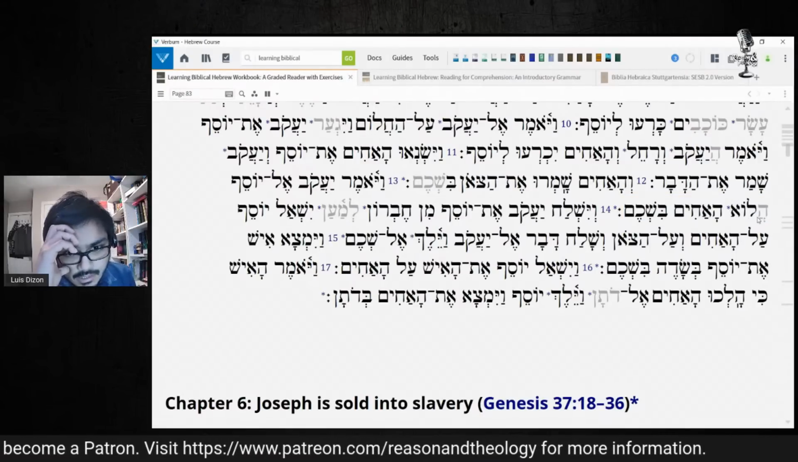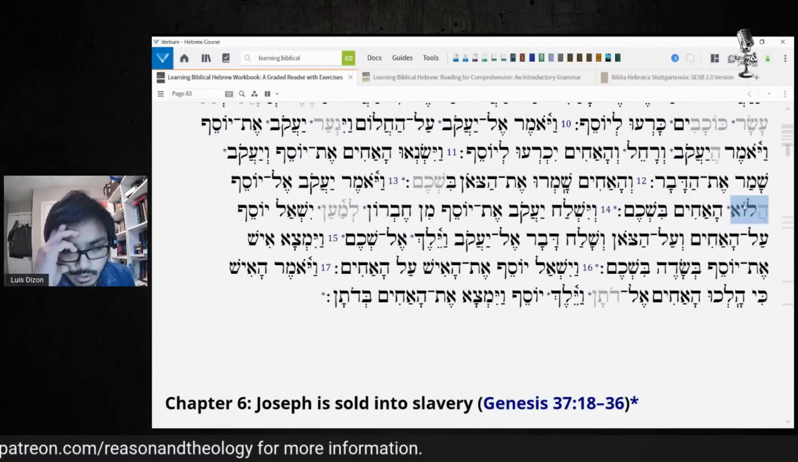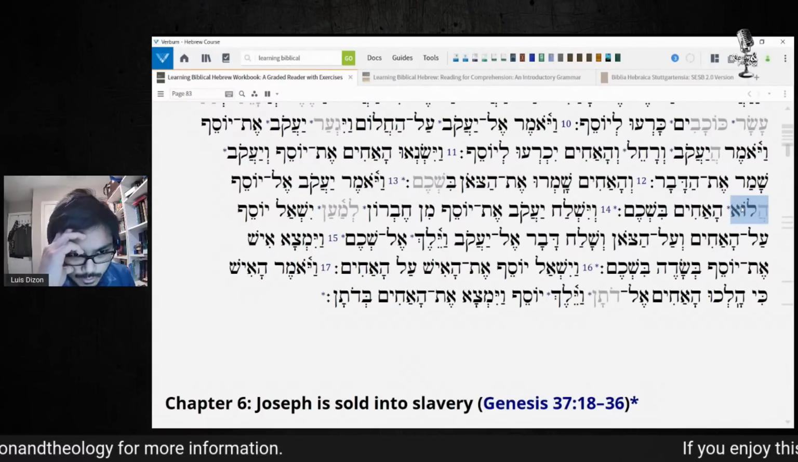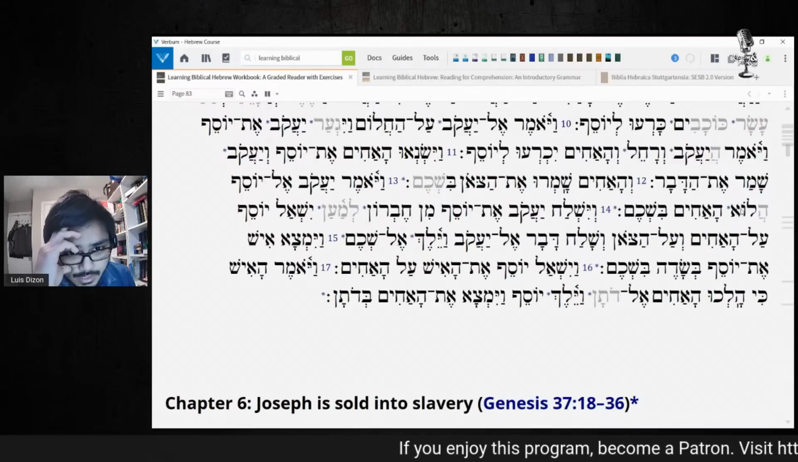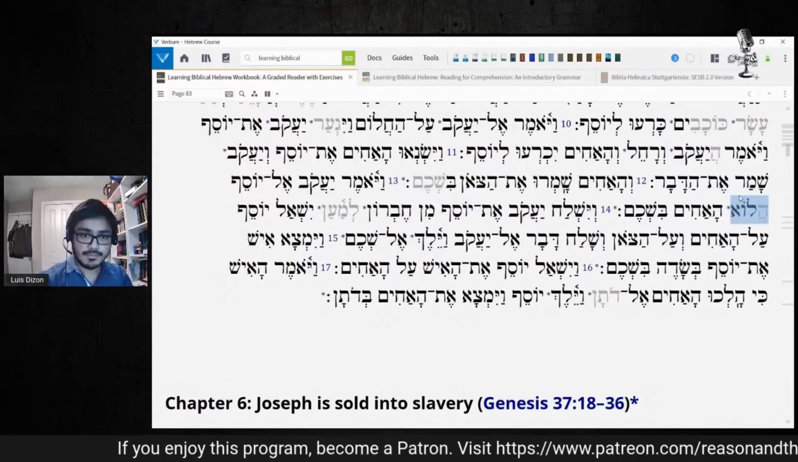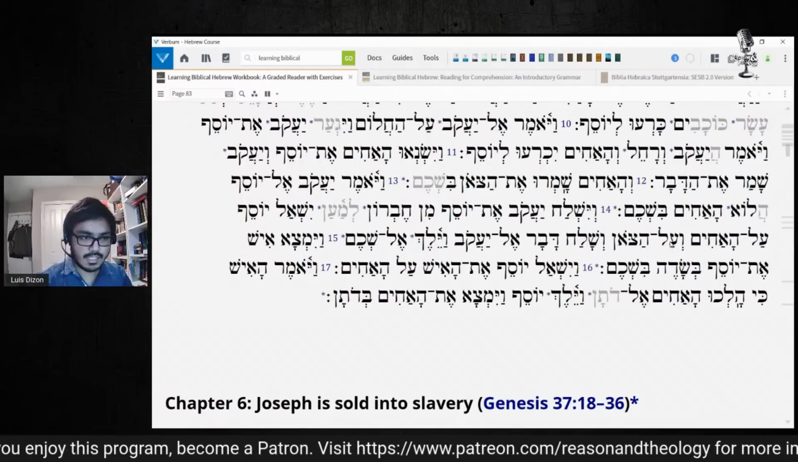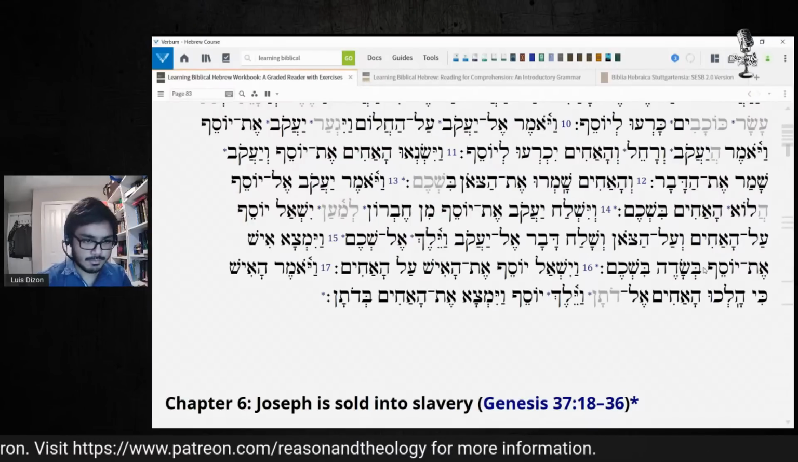You may also note that lo in this particular instance is spelled with a cholem vav. Normally it's just spelled with a lamed and an aleph, but sometimes a cholem vav is also inserted there. So there are two variant spellings of the same word. You'll more often see it without this, but sometimes you'll see it.